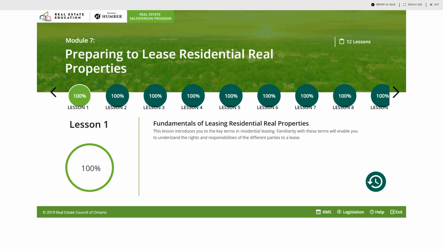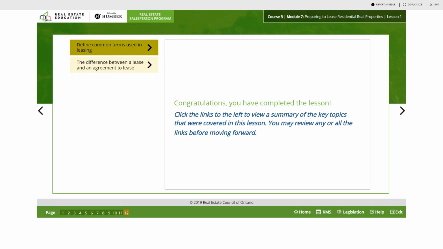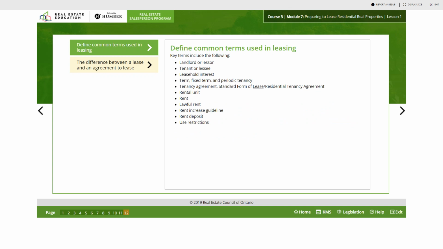Okay, so lesson 1, they talk about fundamentals of leasing residential real properties. And here they talk about defining common terms used in leasing. So key terms include the following: landlord or lessor, tenant or lessee, leasehold interest, term, fixed terms, and periodic tenancy, tenancy agreement, standard form or lease/residential tenancy agreement, rental unit, rent, lawful rent, rent increases guideline, rent deposit, use restriction.